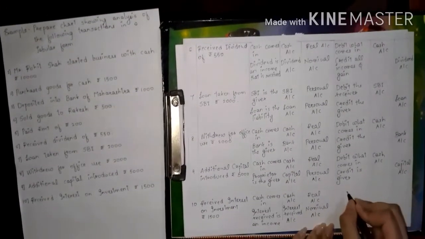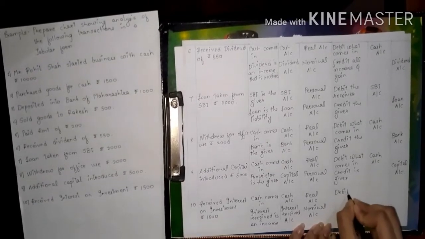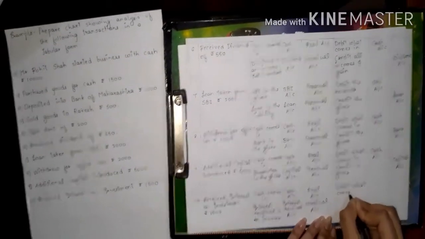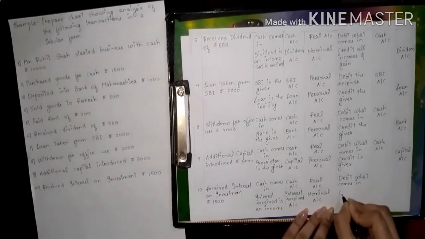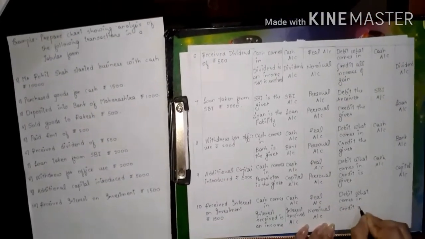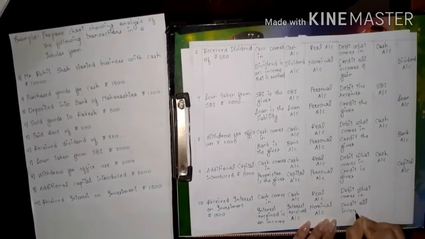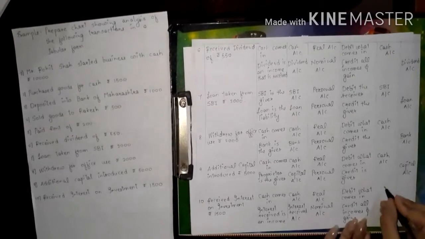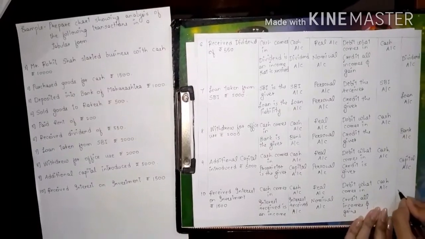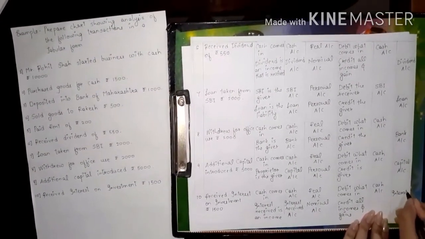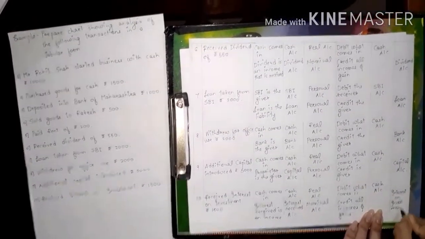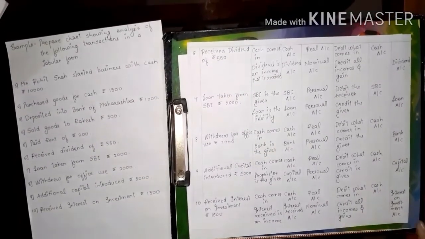We already know the rule for real account: debit what comes in, since cash is being introduced in the business, what comes in. And here credit all incomes and gains. Okay. Account debited: cash account, and account credited: interest on investment account. This account will be credited.